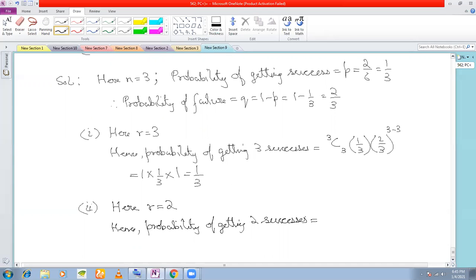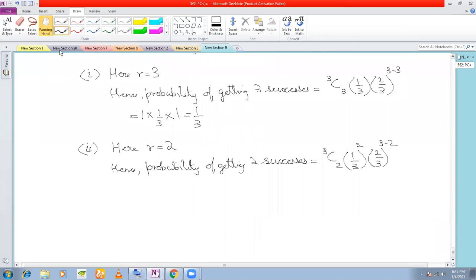is equal to, what is n? n is 3. What is r? 2. p is 1/3. And what is the formula? p to the power of r, what is r here? 2. q to the power of n minus r. q is 2/3 to the power of n minus r. n minus r is 3 minus 2. Okay. Now we simply need to calculate. How do you calculate? 3C2 is the same as 3C1, right? You have done this in your combination chapter.